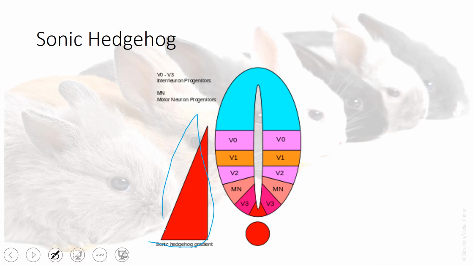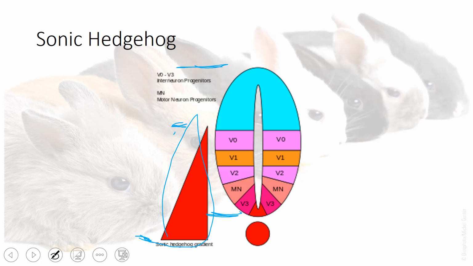So here's our gradient. Here would be a really high concentration of sonic hedgehog, and here would be a very low concentration of sonic hedgehog. One of the best understood implications of the gradient of sonic hedgehog is in the neural tube. In the neural tube, this would typically be the dorsal side, and here's the ventral side.